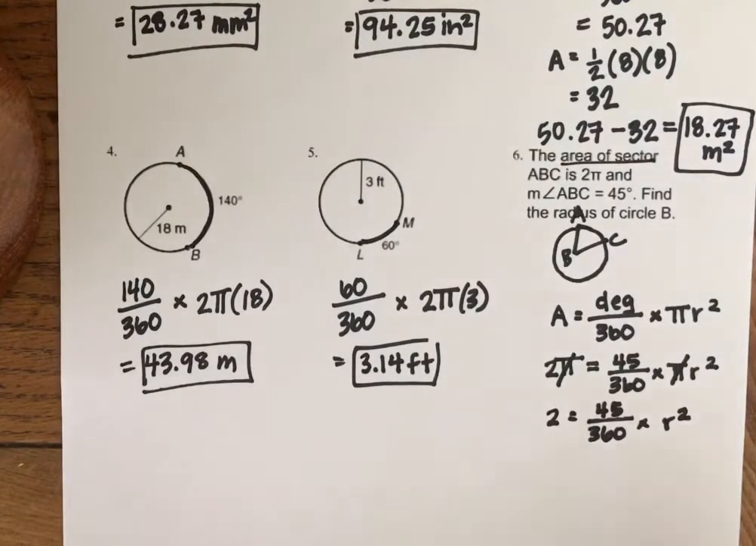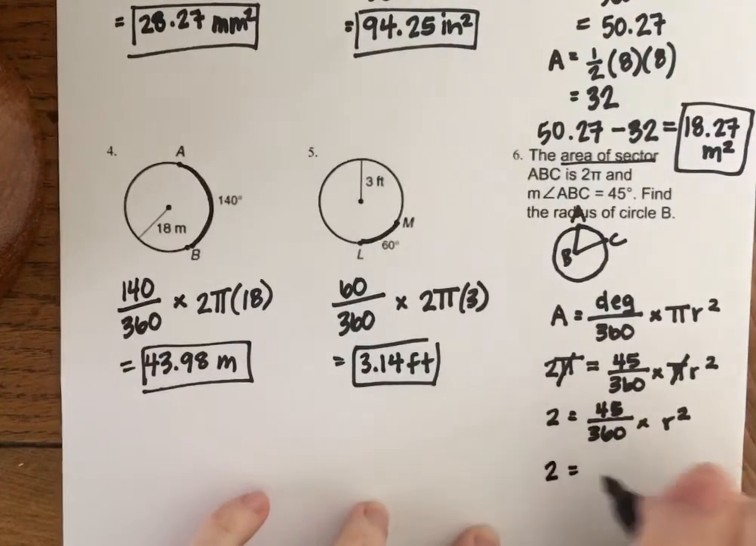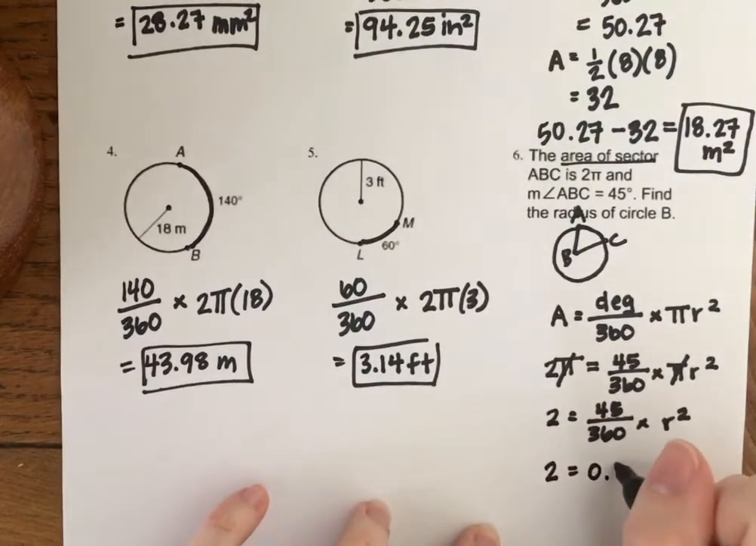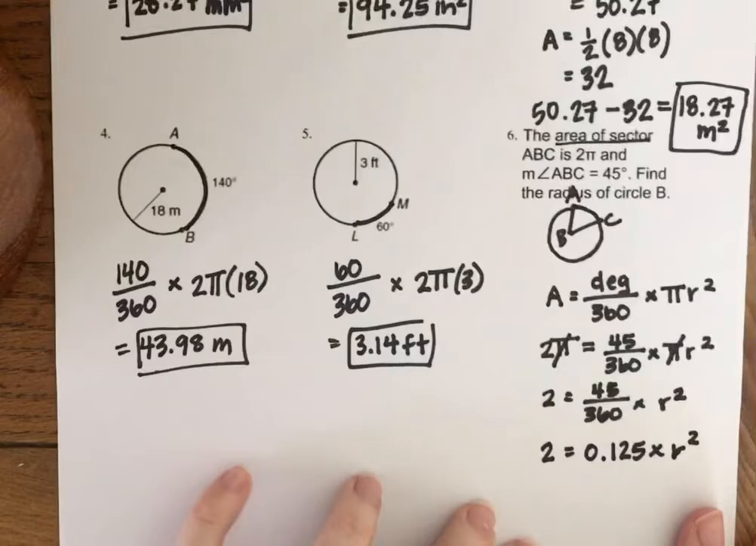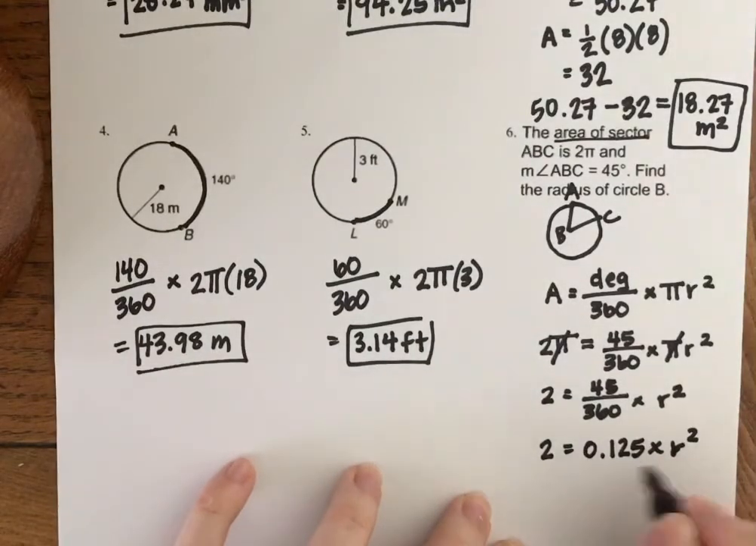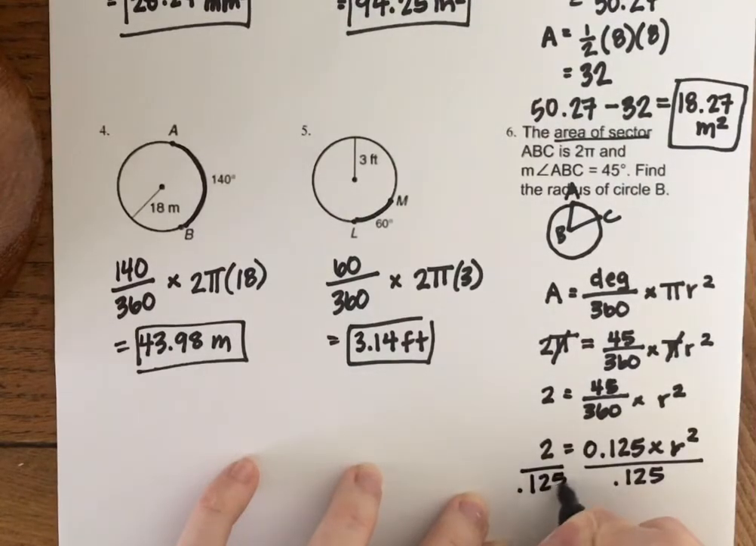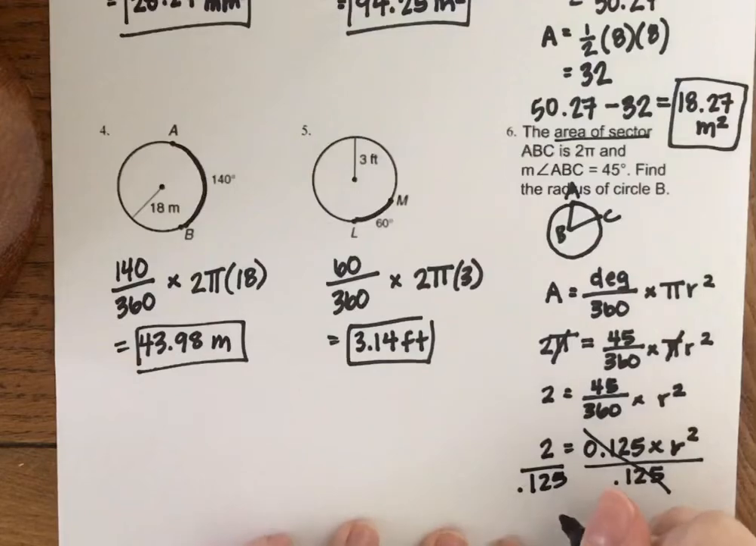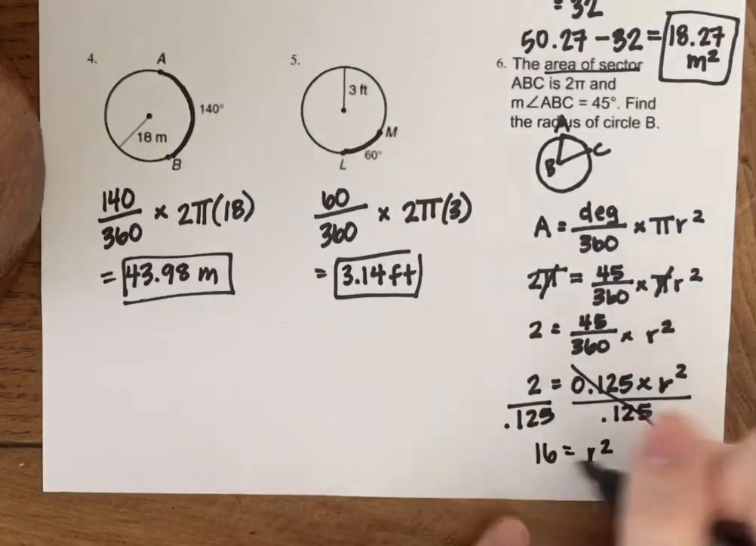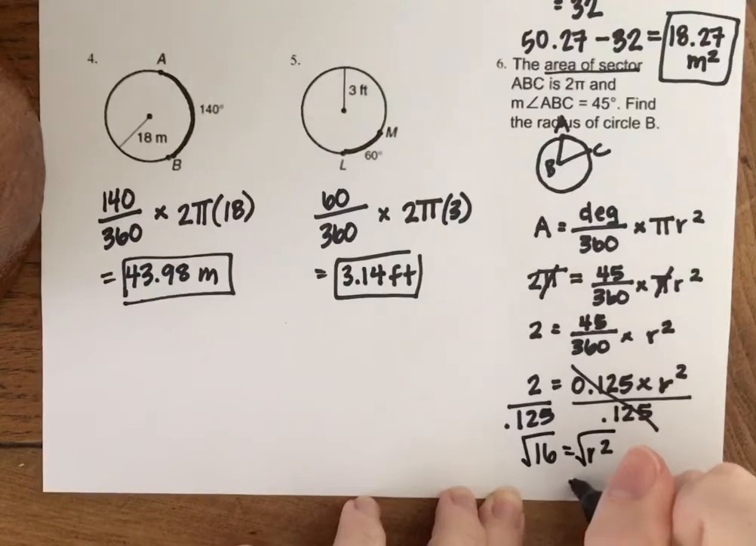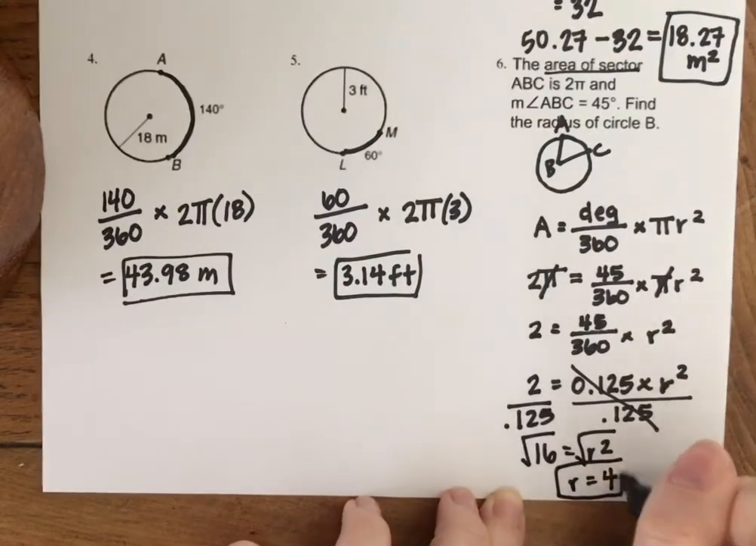Now, what I think is easiest to do next is change your fraction to a decimal. So 45 out of 360 is equal to 0.125 times my radius squared. Now, I need to get the r by itself, so I'm going to divide both sides by 0.125. So that will cancel out, and that's going to give me 16 equals r squared. The last step in order to solve this equation for r is just take the square root of both sides, and I will get that my radius is 4.